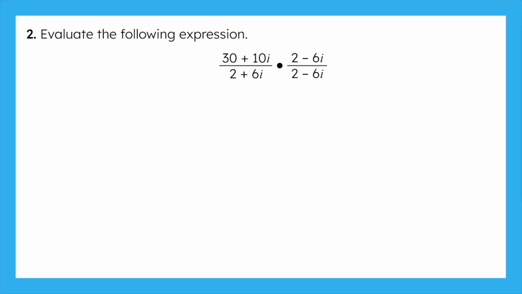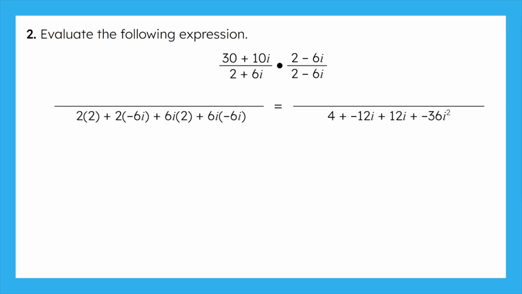I personally like evaluating the denominator first, but you can evaluate the numerator first if you like. We'll distribute the 2 and positive 6i to the 2 and negative 6i. How will the i's cancel out here?